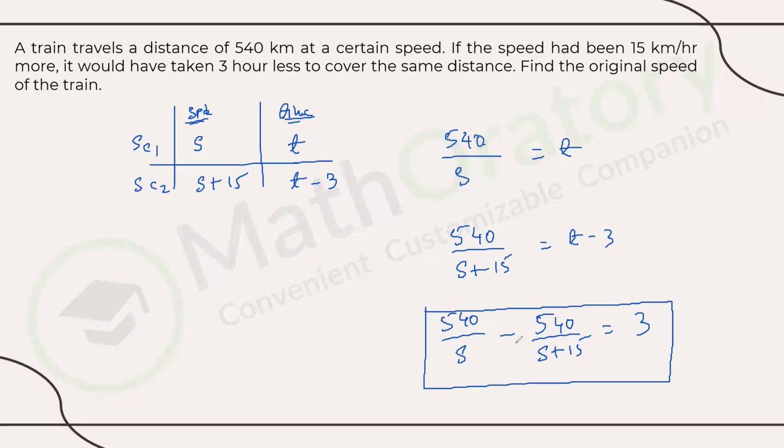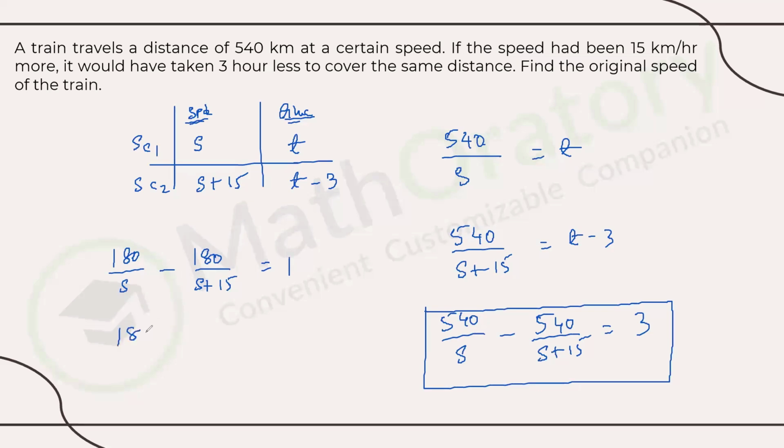Now before we take it into quadratic, there is a small reduction that can be actually done. We can divide the whole thing by 3. So we get something like 180 by s minus 180 by s plus 15 is equal to 1. Do this much at least. And now just do those LCM kind of things.